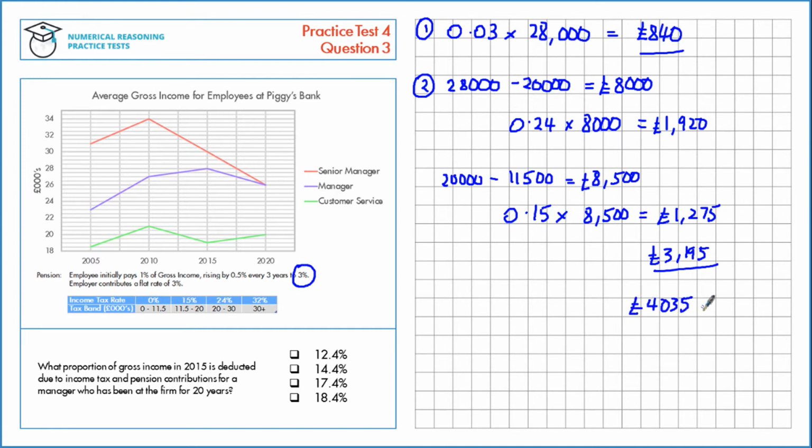£4,035 paid. If we want to calculate that as a proportion of his total, we take 4,035, divide it by his total income, which was 28,000. That gives us a decimal. We want it as a percentage, so multiply by 100, which leaves us with 14.4% of the £28,000 was paid due to pension contributions and income tax. That's answer 2.